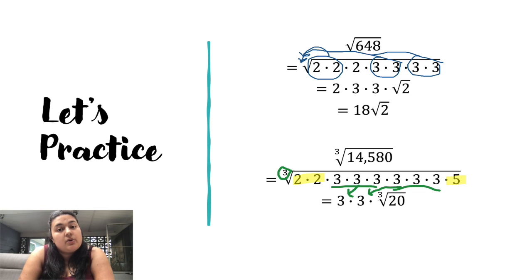Okay, you need to multiply them back together to have one number under the radicand. So 5 times 2 is 10, 10 times 2 is 20. So that is where that 20 came from. I still need to simplify by multiplying those numbers outside of the radical sign. 3 times 3 is 9. Good job. So now I have 9 times the cube root of 20.